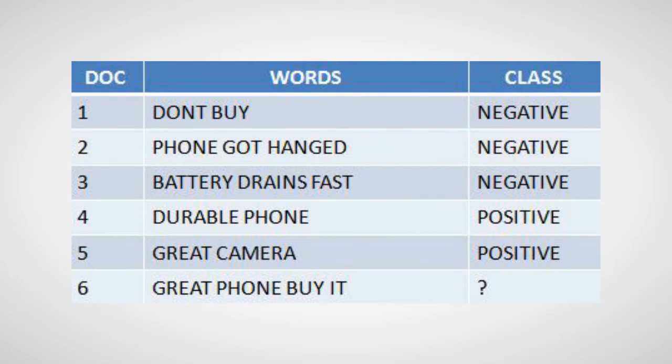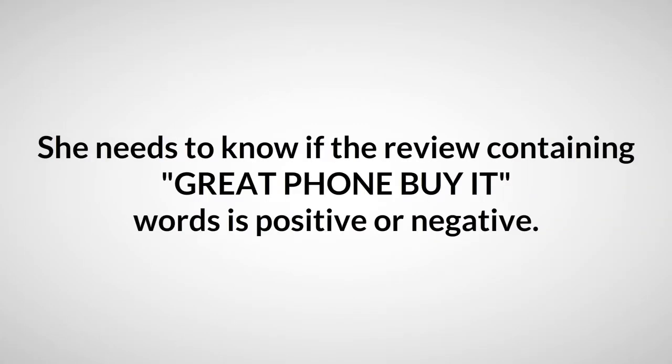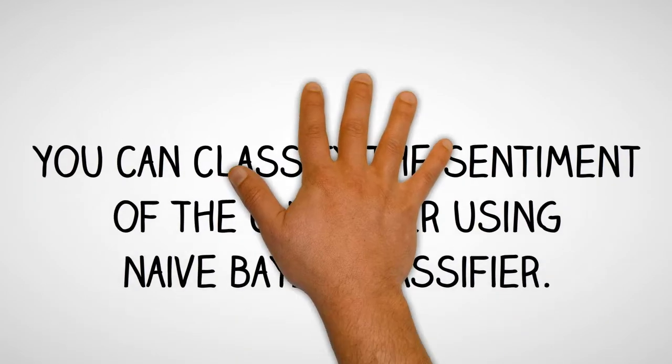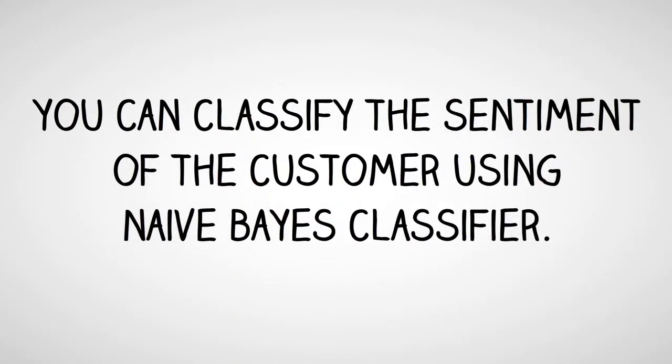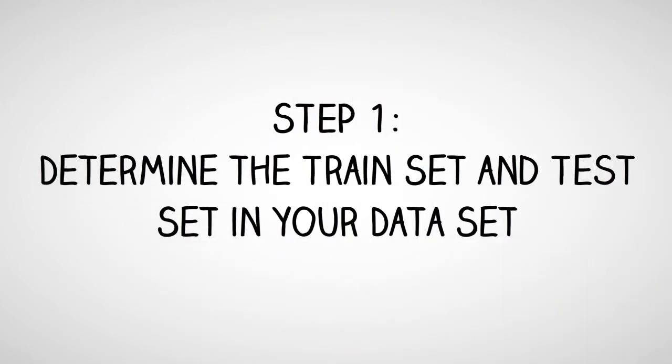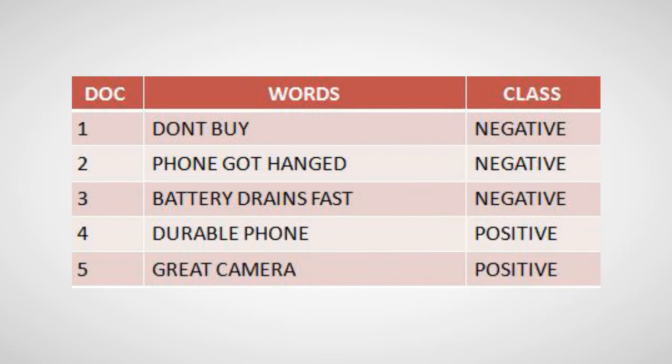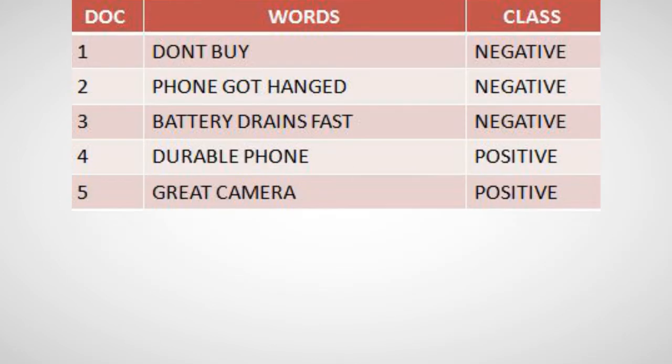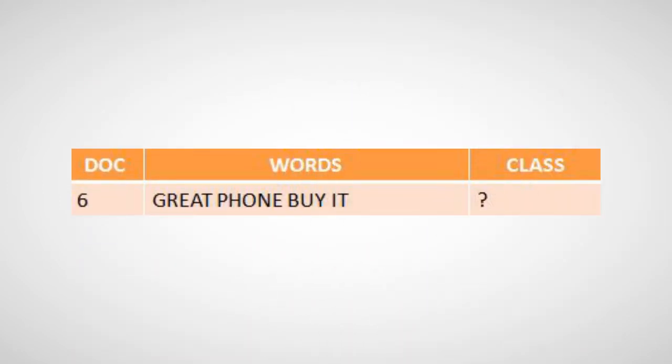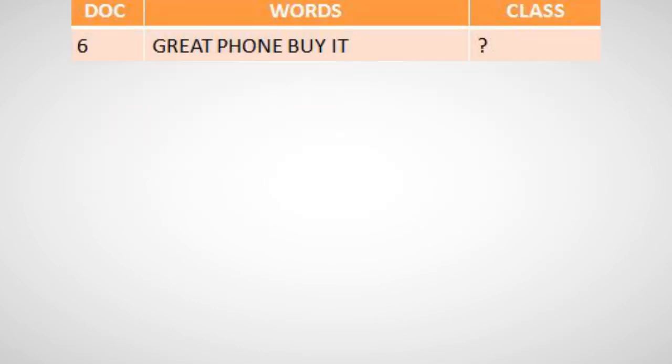He needs to know if the review containing the words "great phone buy it" is positive or negative. You can classify the sentiment of the customer using the Naive Bayes classifier. Step 1. Determine the train set and test set in your dataset. Train set: training attribute, words with corresponding class. Test set is the event in the dataset where the class is unknown.